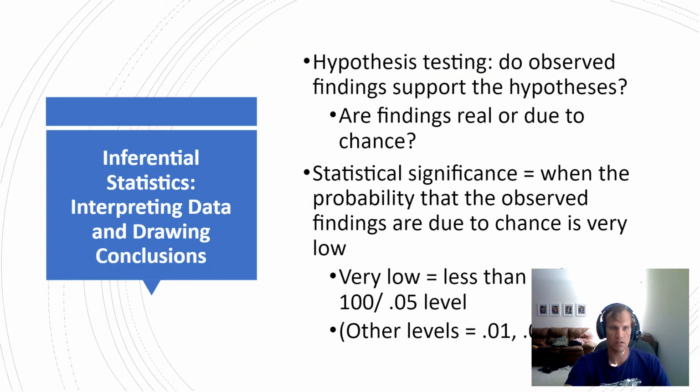So all this breaks down to, you get your raw data, and then you've got to look at it. So what does this mean? Your inferential statistics: do these findings support your hypothesis? Are they giving you real data, and do they represent the population?